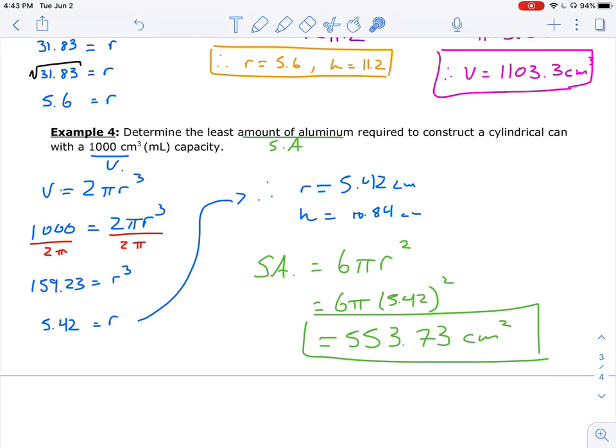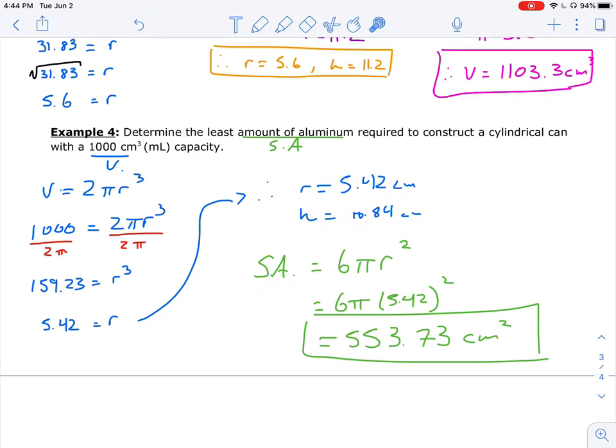So I divide both sides by 2 pi. I end up isolating for r cubed, which is 159.23. Taking the cube root of both sides, I end up getting 5.4 as my radius. So again, radius is 5.4 centimeters. Therefore, my height, multiply this whole thing just by 2, 10.84 centimeters.